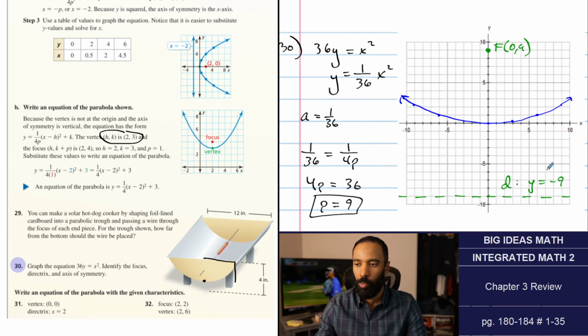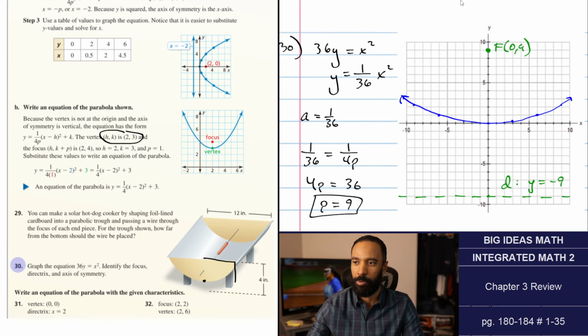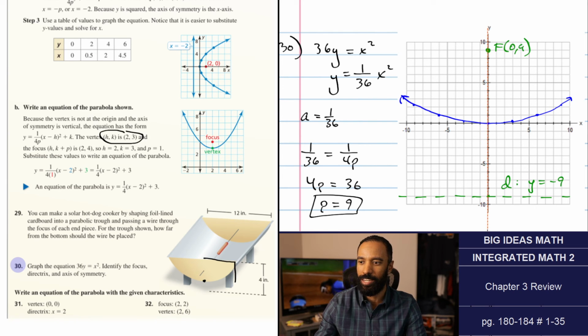That's how that works. What else did they want? The axis of symmetry. I probably should have been drawing that first. This orange line going away, the axis of symmetry is at x equals 0.